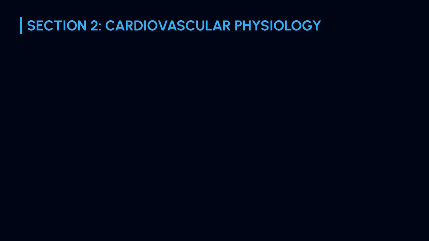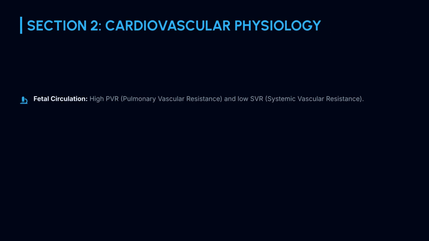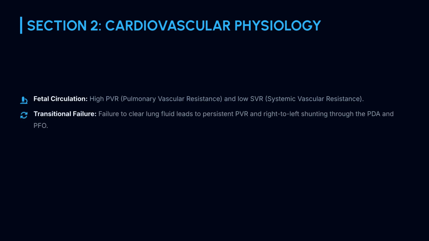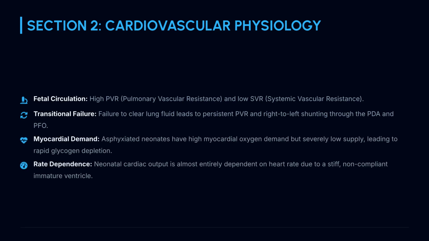Neonatal cardiovascular physiology is unique. Fetal circulation involves high pulmonary and low systemic vascular resistance. Transitional failure, due to uncleared lung fluid, causes persistent pulmonary vascular resistance and shunting. Cardiac output is highly rate-dependent due to the immature ventricle.